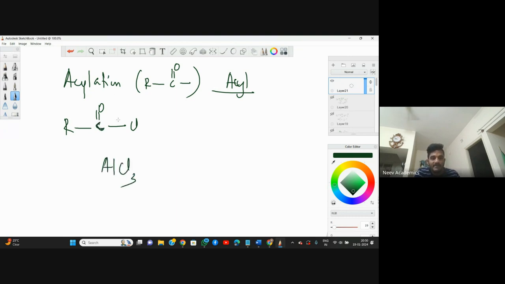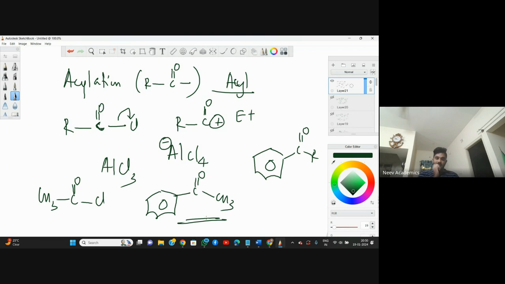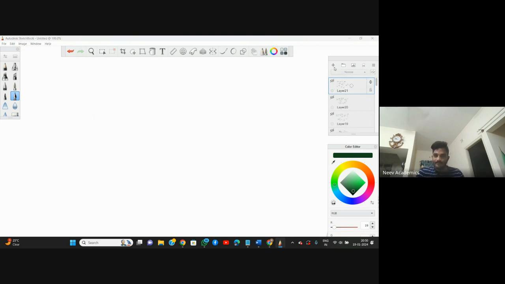Same way, what is going to happen? Due to chlorine's electronegativity, it will push the electrons over here, so that it will form AlCl4 minus with the R, C double bond O positive charge. Right? This will be our electrophile attaching on the benzene ring. C double bond O, R. If it was CH3, C double bond O, Cl, we are going to get a species with a C double bond O, CH3. Correct or not?